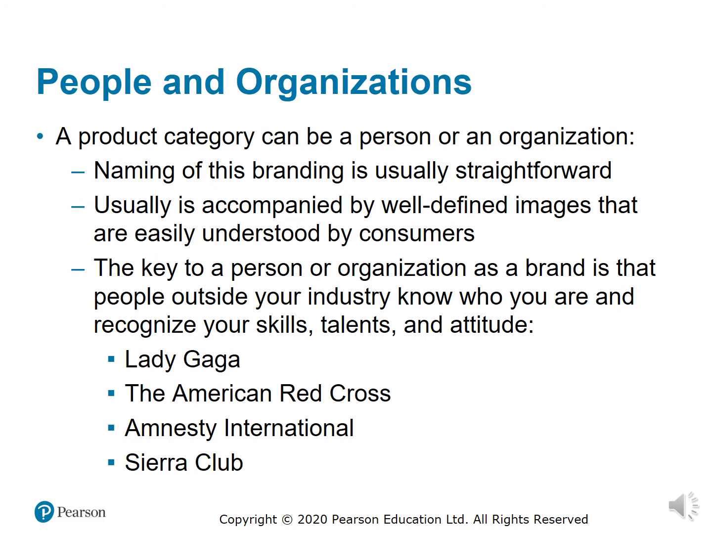Okay, people and organizations. A product category can be a person or an organization. Naming of this branding is usually straightforward, usually accompanied by well-defined images that are easily understood by consumers. The key to a person or organization as a brand is that people outside your industry know who you are and recognize your skills, talents, and attitude. Lady Gaga, the singer, the American Red Cross, Amnesty International, Sierra Club, UNICEF, Save the Children, the politician. Brand is also very important to people and organizations.